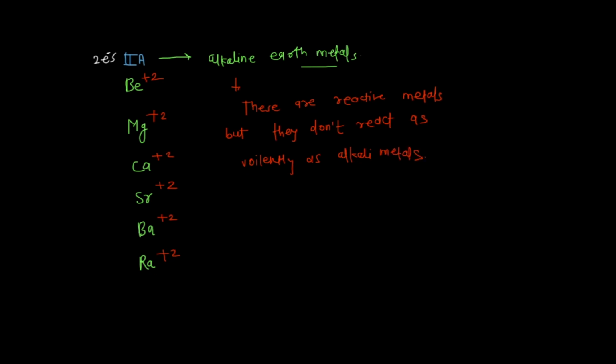Okay, next, this is about the second A group. After potassium and calcium we have the transition metals. That is scandium, titanium, vanadium, chromium, manganese, iron, cobalt, nickel. So these are the transition metals.